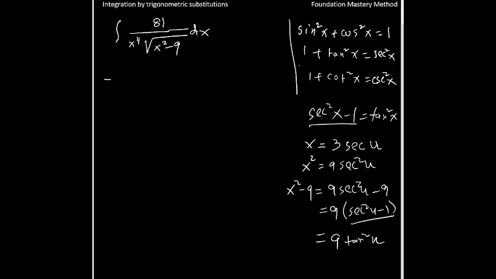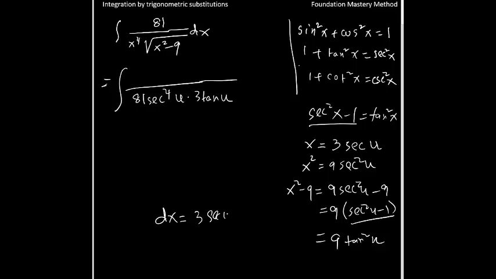So when I make the substitutions in here, x to the 4 is giving you 81 secant to the 4 u, and then the square root of this one will give me now 3 tangent u. All right, from this, and then when I have x equals 3 secant u, now dx will give me 3 secant u tan u du.